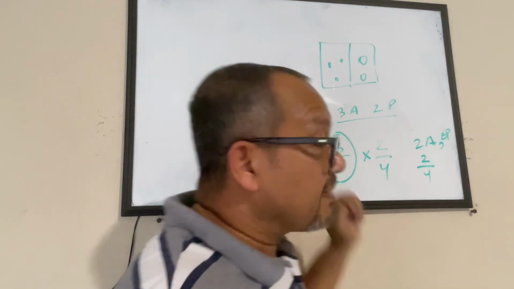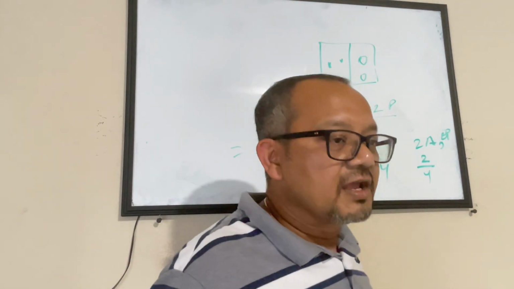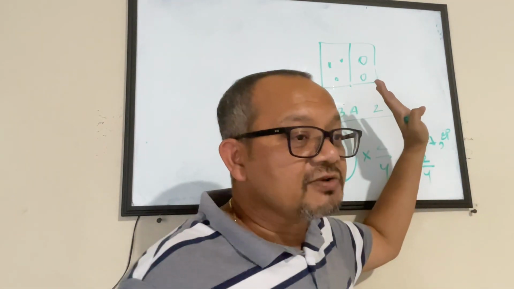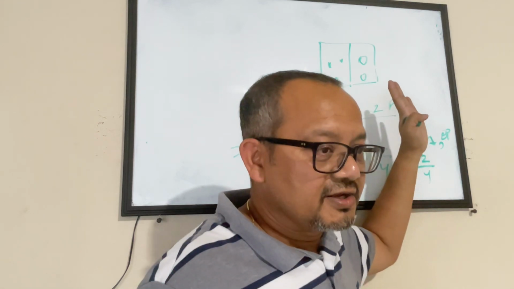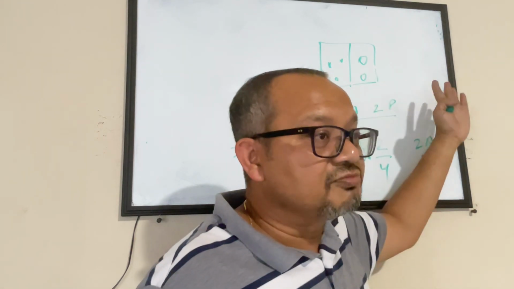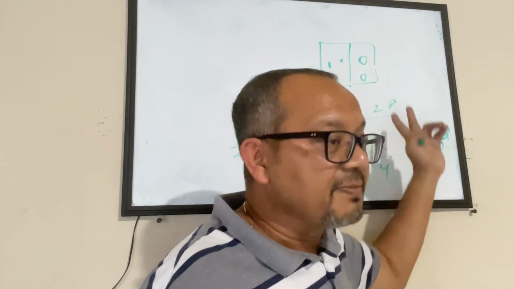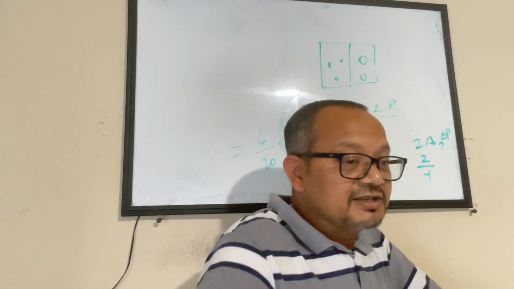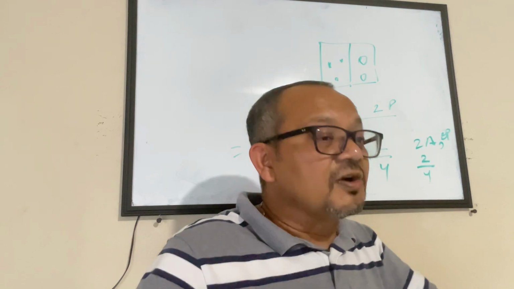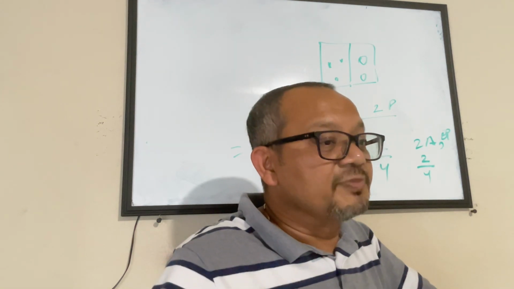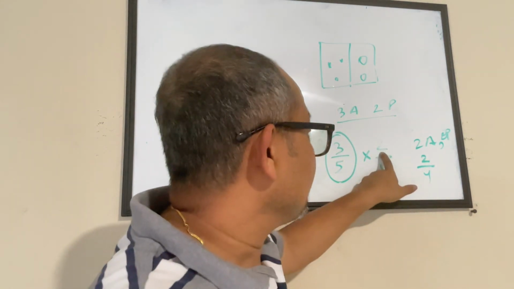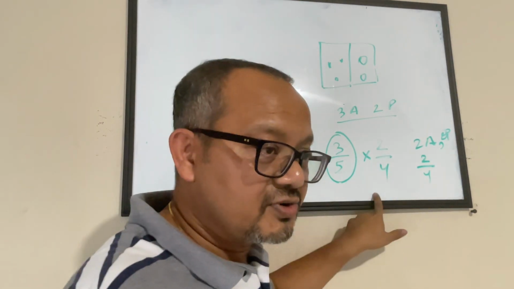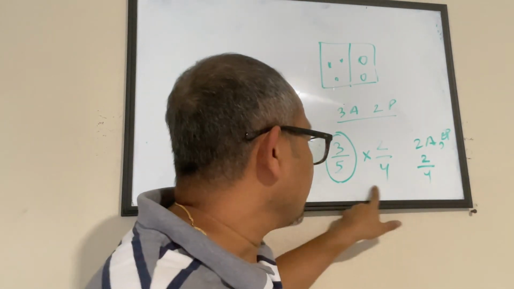Now, you have picked apple. So your basket has got one apple less. Earlier it had 3 apples and 2 peaches. Now it has 2 apples and 2 peaches. So whatever is your second pick, that is out of 4. 2 apples and 2 peaches. What is the probability of getting a peach? That is 2 out of 4. So you multiply them together.